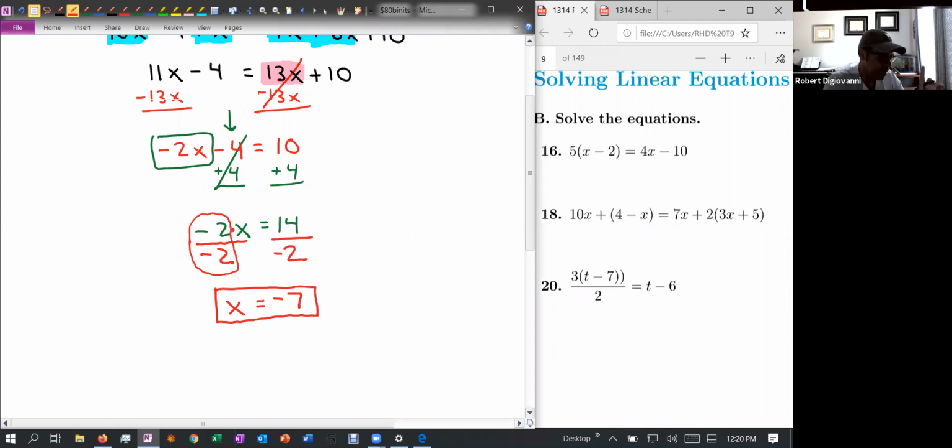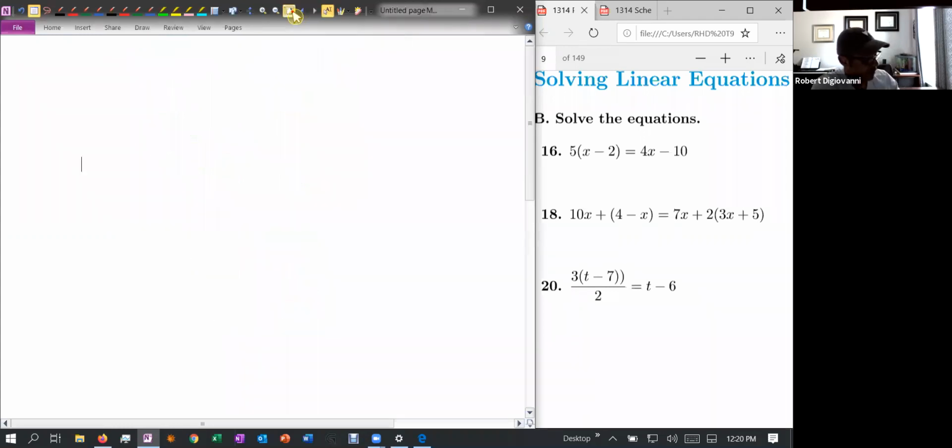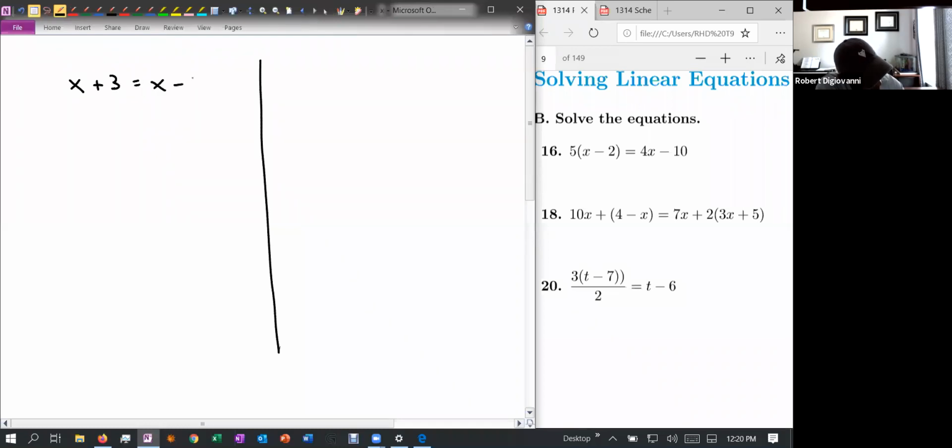Now, we're going to take a break, but I just want to show you 2 very, very quick things, and then we'll take our break. So I'm going to show you 2 different equations, okay? The first one's going to be x plus 3 equals x minus 7. And the other one's going to be 2x plus 4 equals x plus 2. Okay, those are 2 different linear equations in one variable, right?